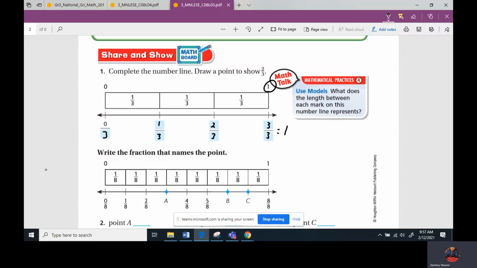And it wants us to put a point on 2 out of 3. So let me find 2 out of 3. 0 out of 3, 1 out of 3, 2 out of 3. Draw a point on that line. Just like that. Give you a second to copy that.